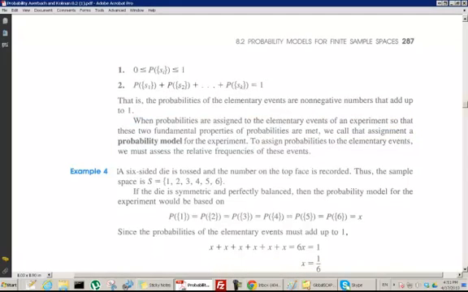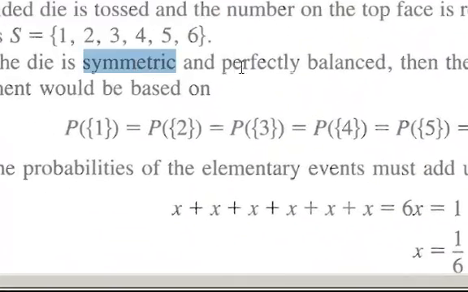So let's take this example. A six-sided die is tossed and the number on the top face is recorded. So this is the same scenario that we've seen many times already. Thus the sample space is this.